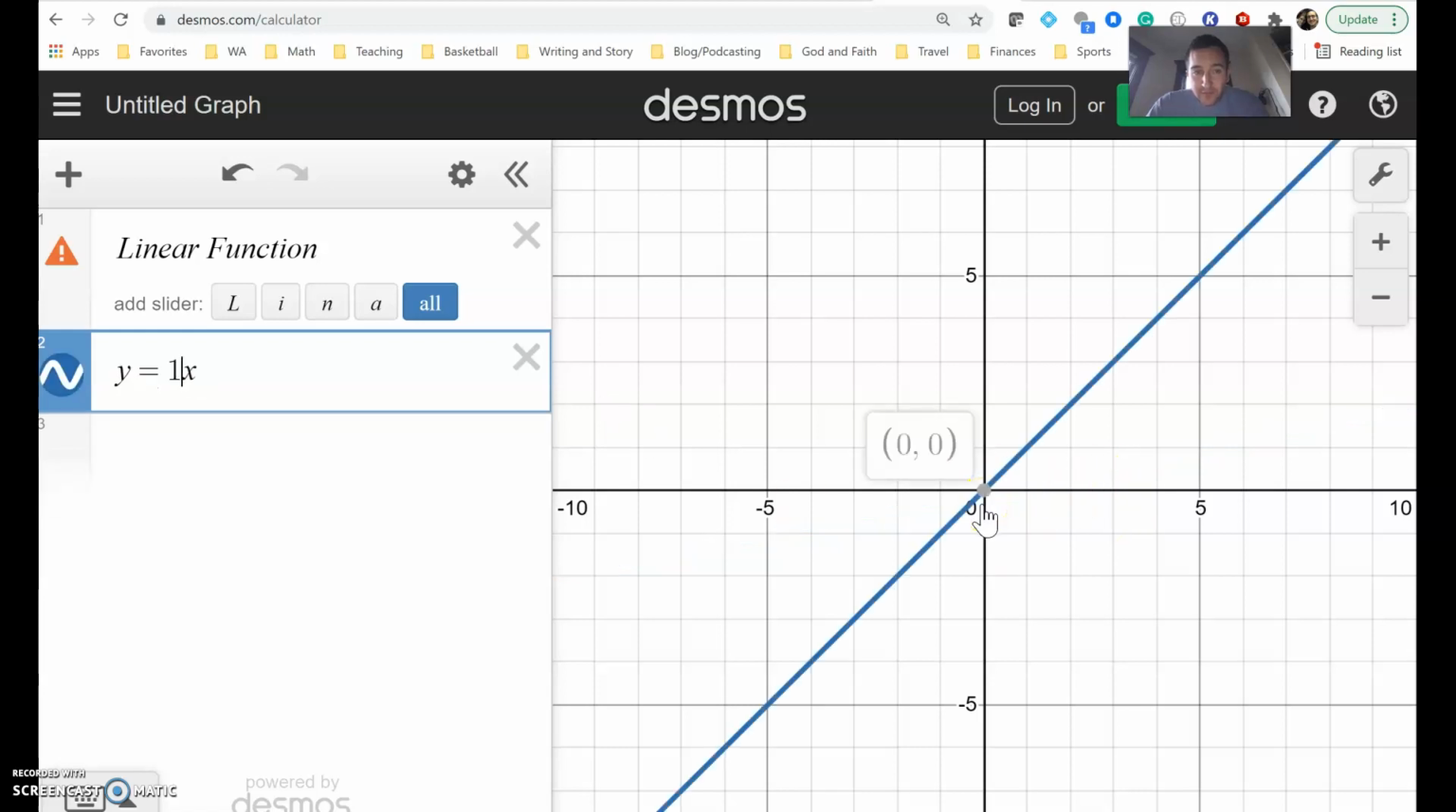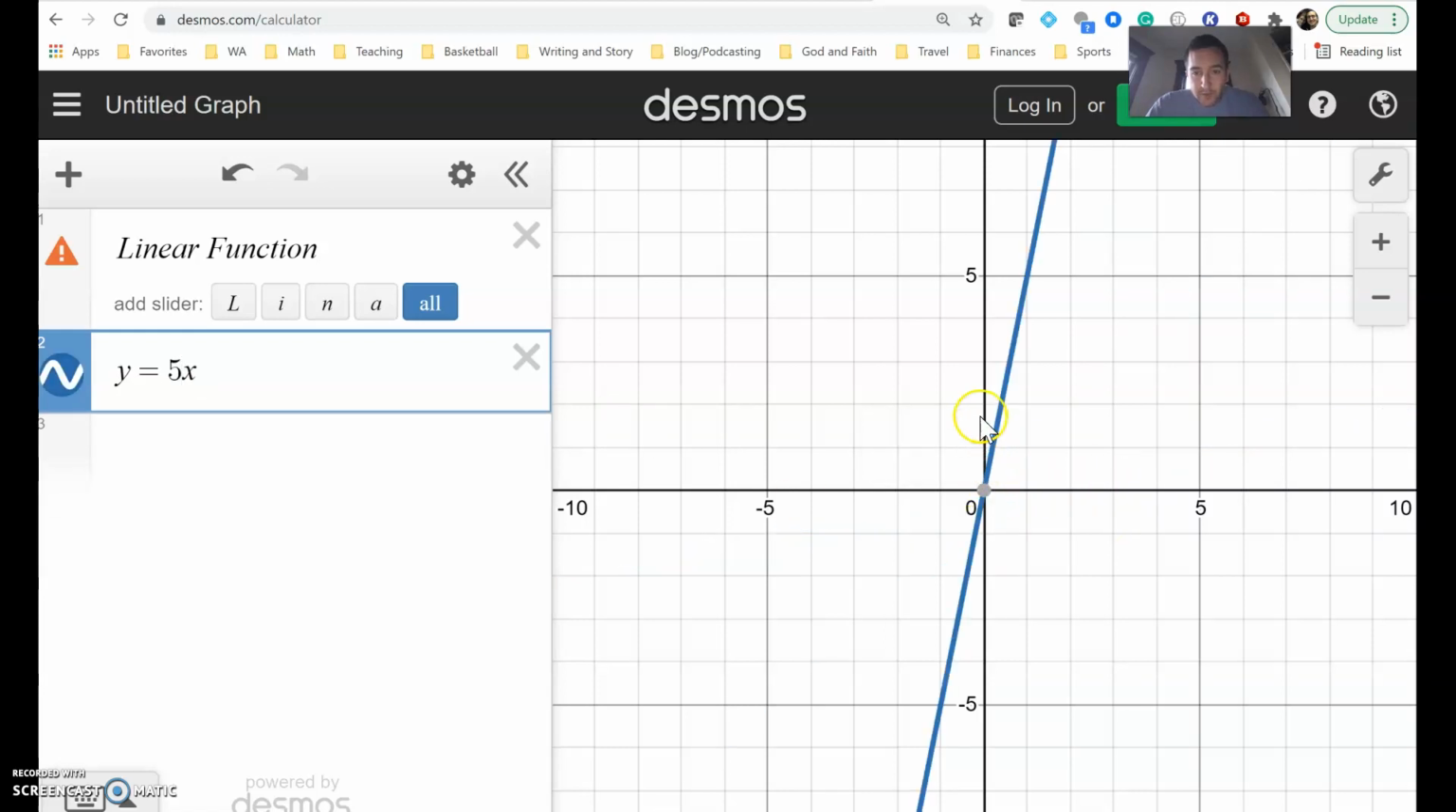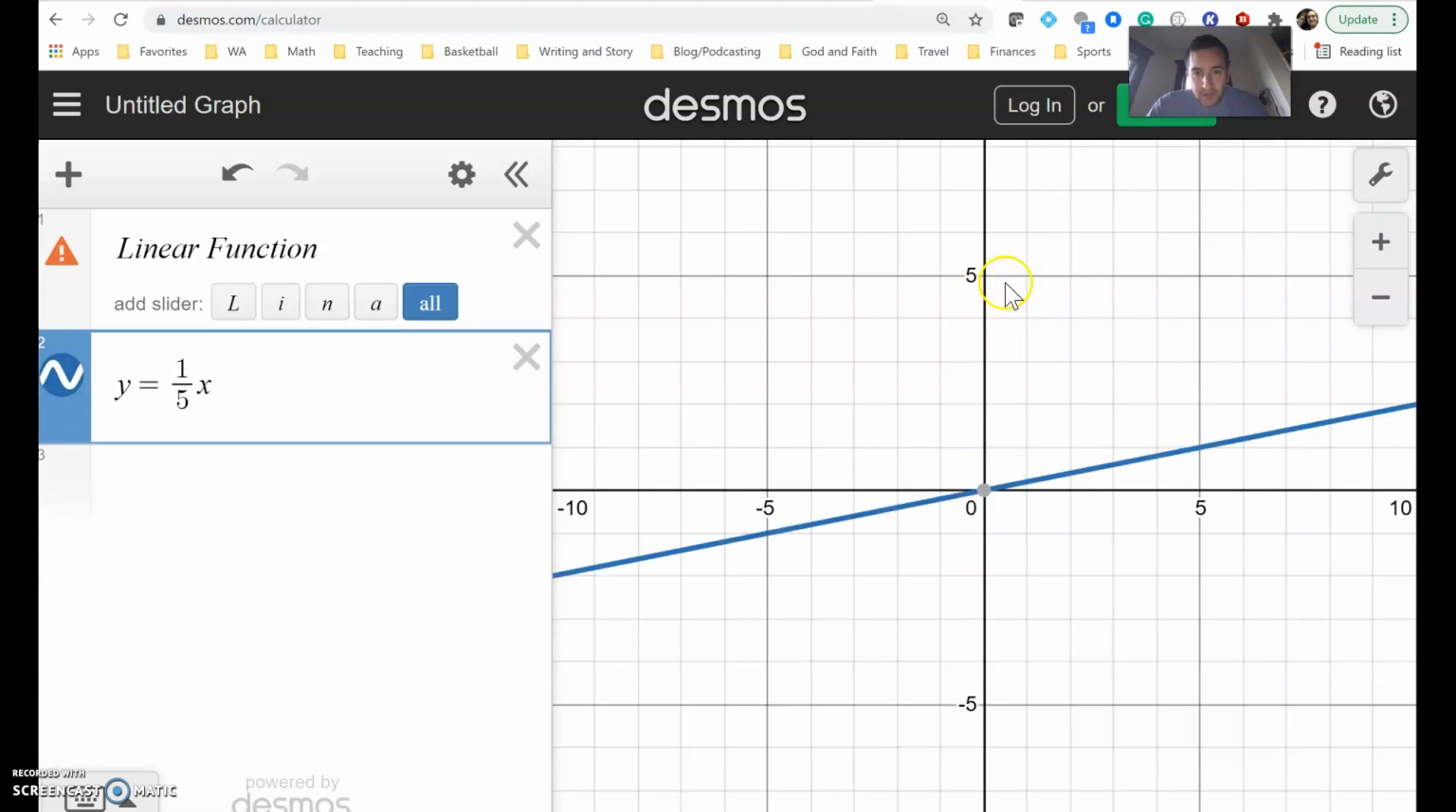Instead of with a 5, it's up 1, 2, 3, 4, 5 to the right 1. But with a 1/5, it's up 1 and to the right 5, which makes it a lot steeper. Excuse me, a lot more flat.